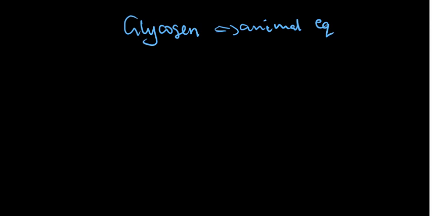All right, so we also have glycogen. So glycogen is an animal equivalent of amylopectin.